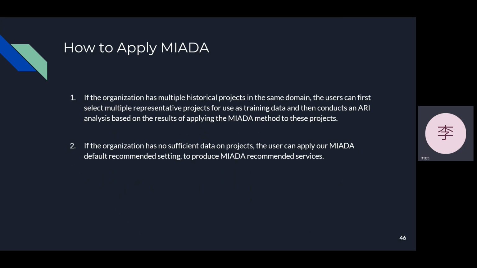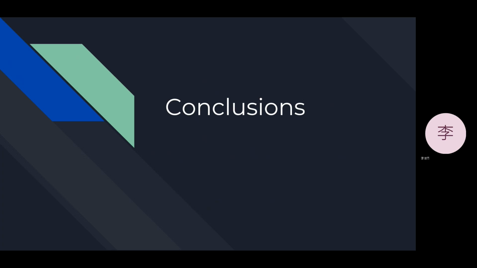And about how to apply Miata, there are 2 ways. If the organization has no sufficient data on projects, the user can apply our default recommended setting to produce Miata recommended services. But if the organization has multiple historical projects in the same domain, the users can first select multiple representative projects for use as training data, and then conduct an ARI analysis based on the result of applying the Miata method to these projects.